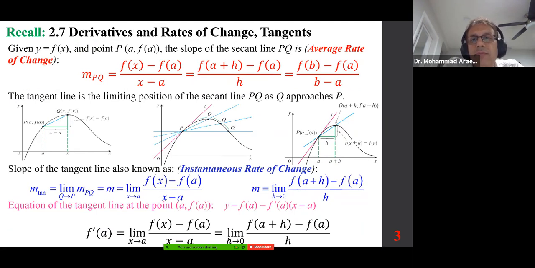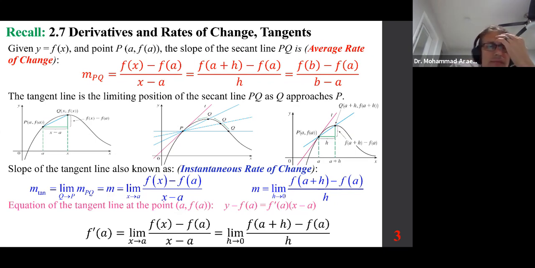And then we have F prime of A, which is the limit of F of X minus F of A over X minus A as X approaches A, or the second definition, the limit of F of A plus H minus F of A over H as H approaches 0. You have to be familiar with both. The second one is used more often.